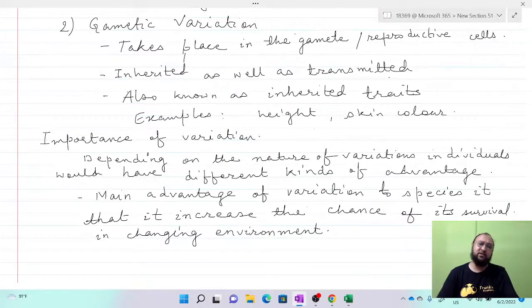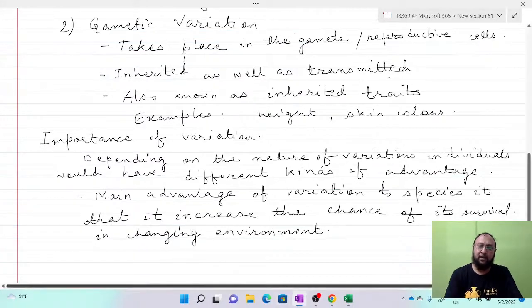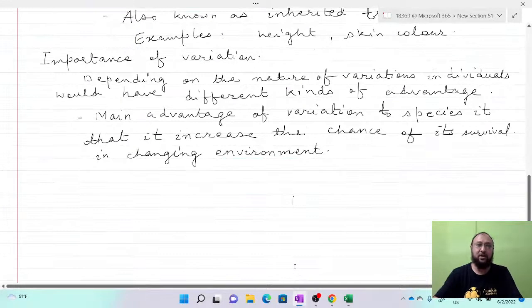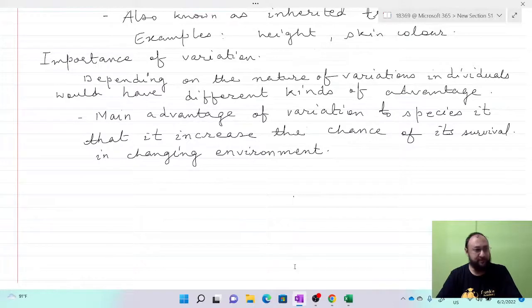If that change is not coming, then there is less chance of survival, and that organism may be eliminated or may become extinct. So to increase the chance of survival, variation is important. Since variation occurs, the animals are able to adapt in the changing environment. This is the main point. So free ear lobes and attached ear lobes, there are two variants in the human population.